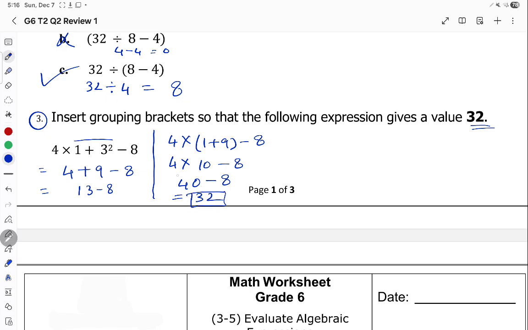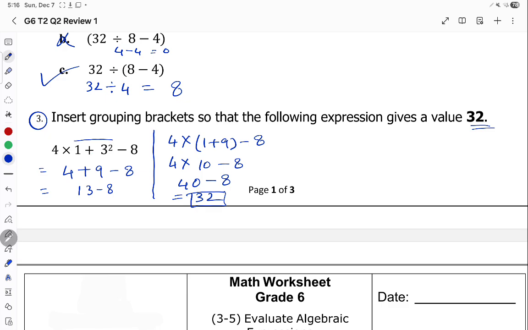Now in this part, let's say if we would have solved 10 minus 8 first, we would have gotten 4 times 10 minus 8 is 2. 4 times 2 is 8, which is incorrect. So we cannot go with that option. So here we get the answer. That's how you solve this particular question, in which you try all the possibilities.